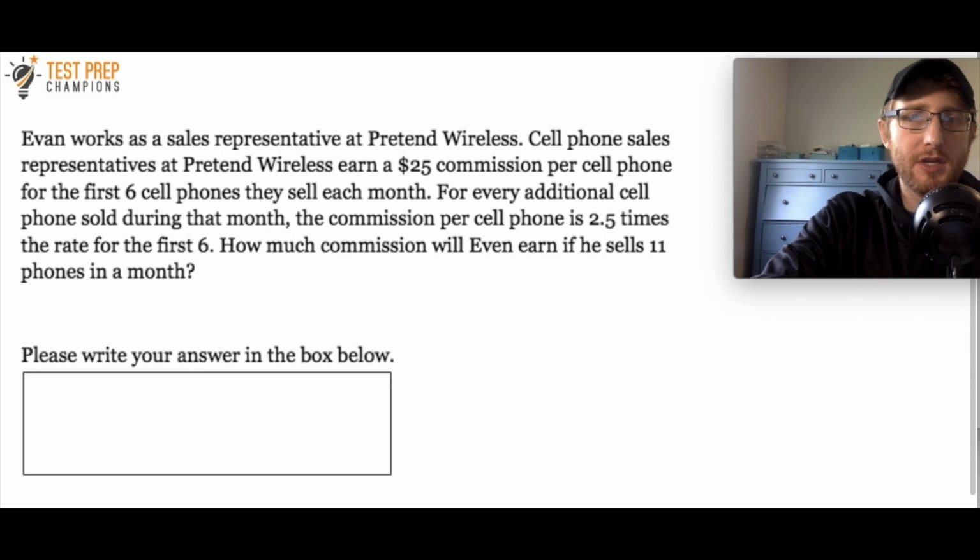Evan works as a sales representative at Pretend Wireless. Cell phone sales representatives at Pretend Wireless earn a $25 commission per cell phone for the first 6 cell phones they sell each month. For every additional cell phone sold during that month, the commission per cell phone is 2.5 times the rate for the first 6. How much commission will Evan earn if he sells 11 phones in a month? Please write your answer in the box below.